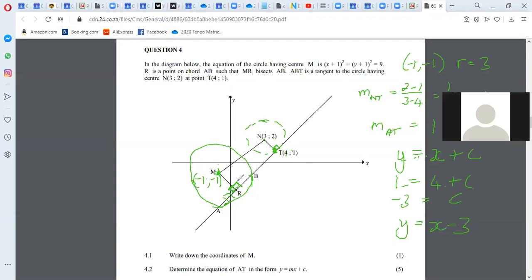Ma'am, for the coordinates, the 1 and 4, did we take it from the coordinates of T? Yes, because that's the point that is on this line. It's the only point on the line that they're asking you to find. Okay, thank you, ma'am. Pleasure. So you're using a bit of geometry here, hey? Perpendicular, perpendicular, etc.